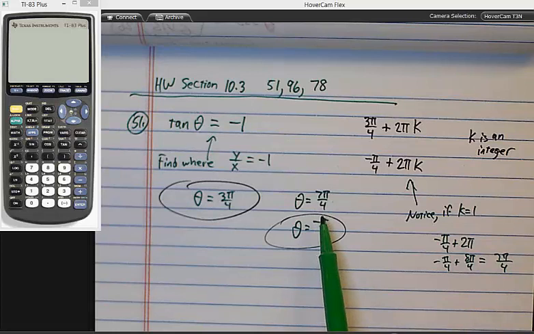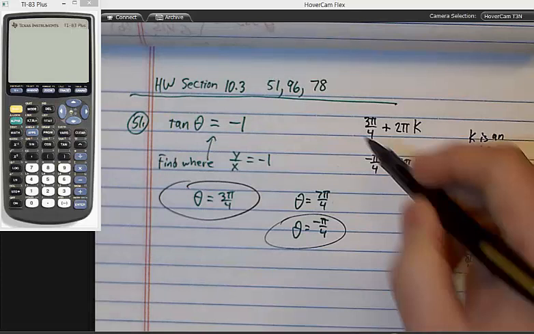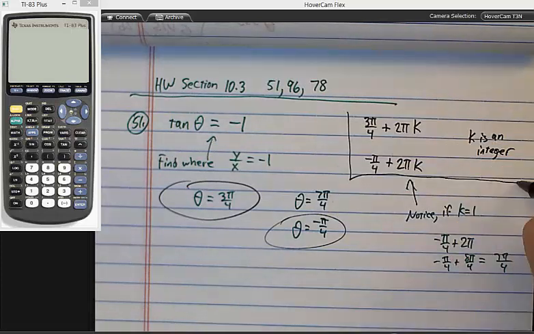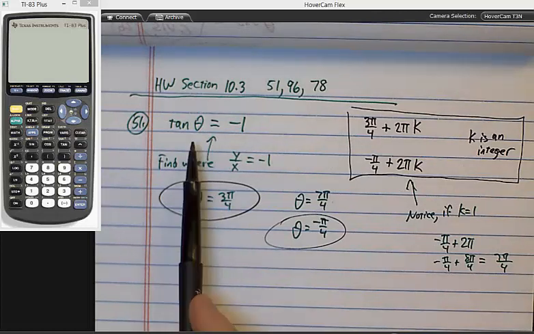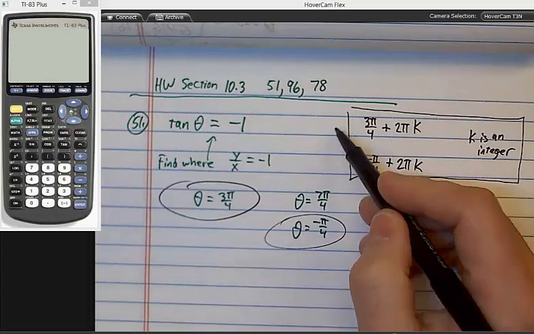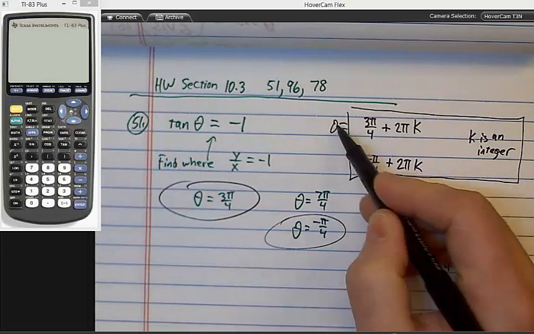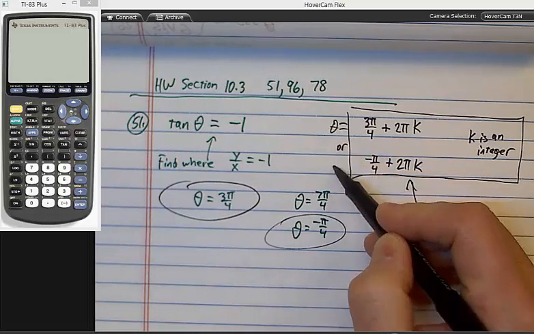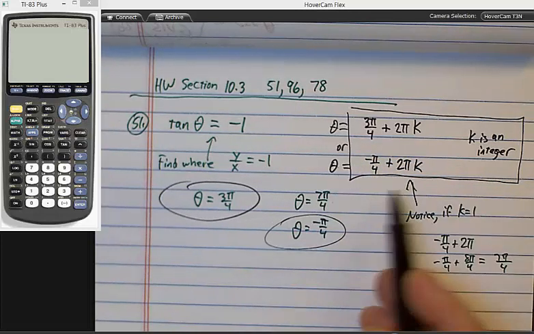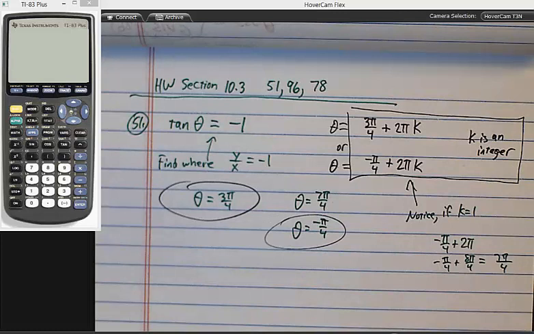So I think the way I would list the answer to this question would be something like this. What thetas work? Well, theta could be this, or theta could be this, and again, k could be any integer. There are really infinitely many answers because you could rotate around as many times as you want and end up at the same place. Does that make sense?